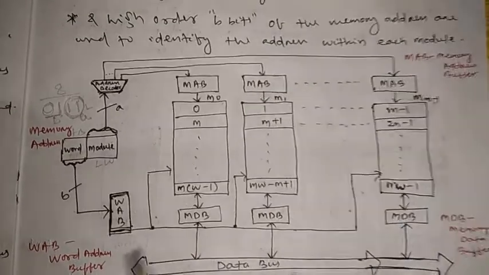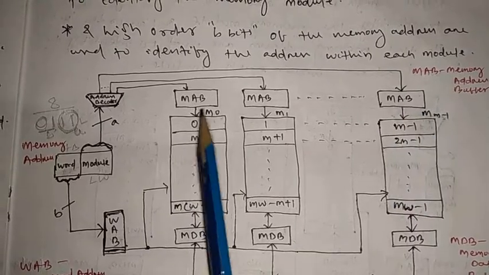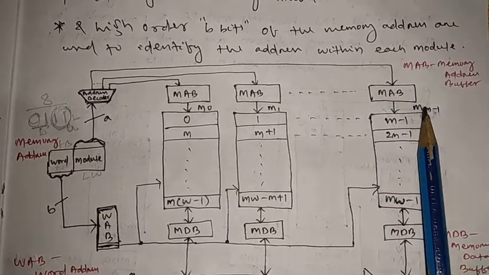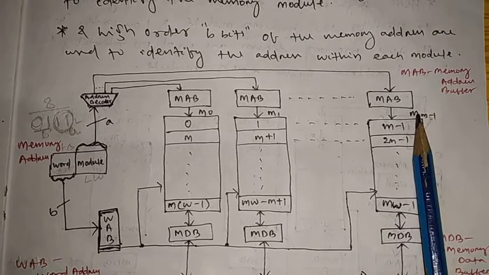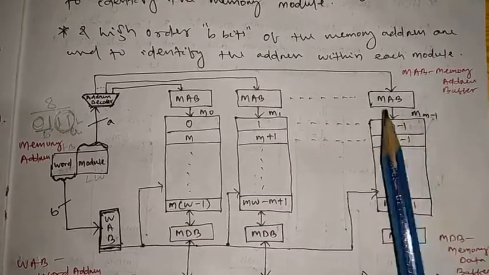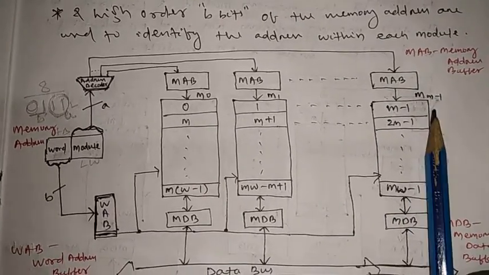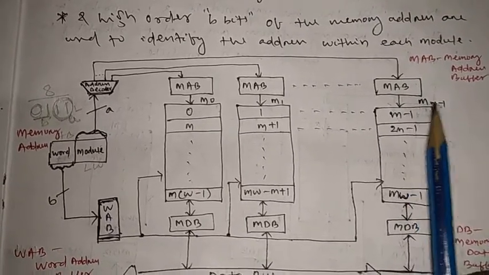Look, there are M modules: M0, M1, up to M minus 1. So M modules are there. Get it? If 15 modules are there, the last value will be what? 15 minus 1, which means 14.